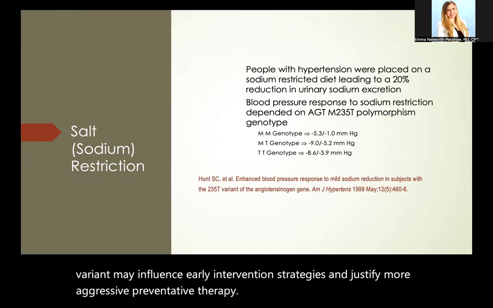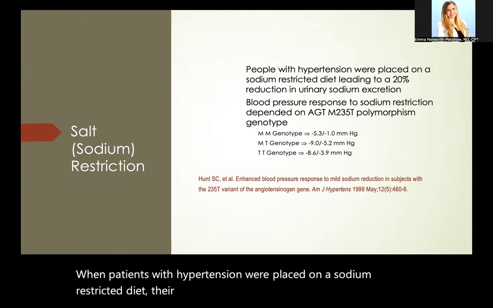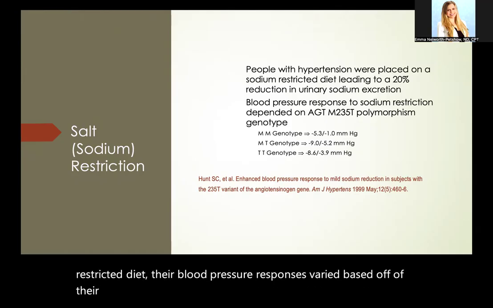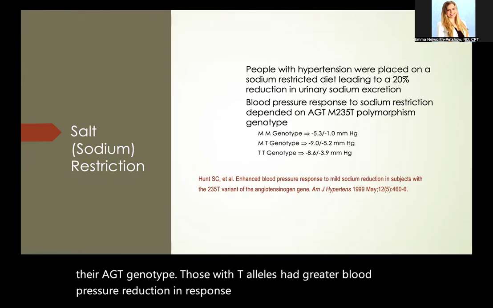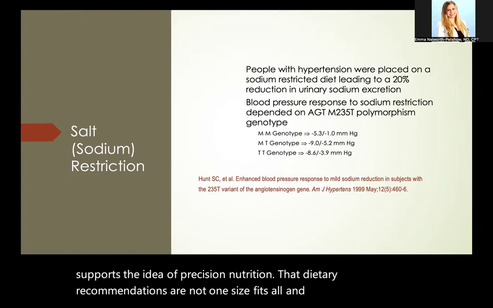When patients with hypertension were placed on a sodium-restricted diet, their blood pressure responses varied based off of their AGT genotype. Those with T alleles had greater blood pressure reduction in response to sodium restriction, which supports the idea of precision nutrition, that dietary recommendations are not one size fits all, and some individuals are much more salt sensitive than others.